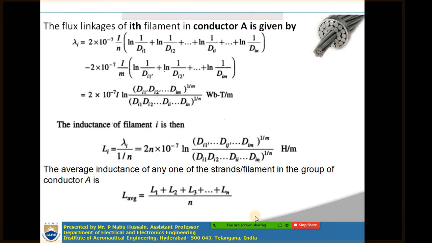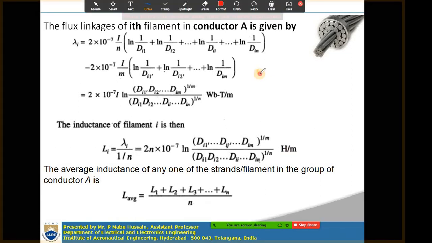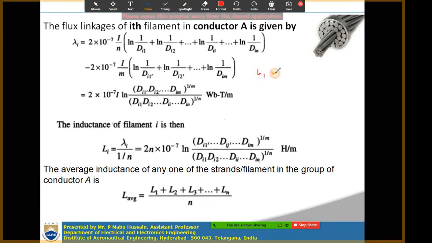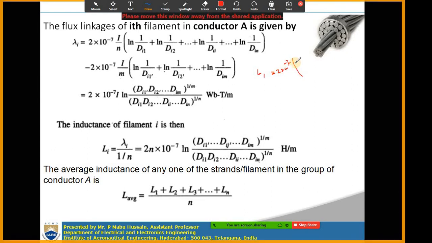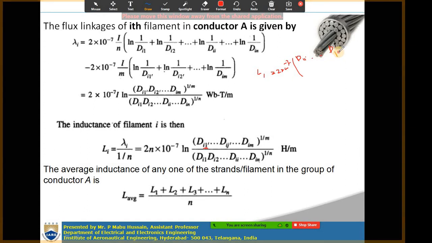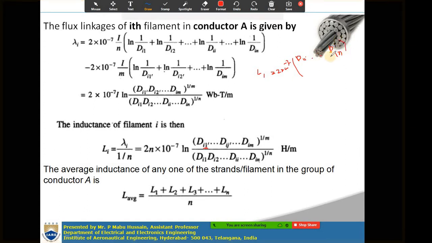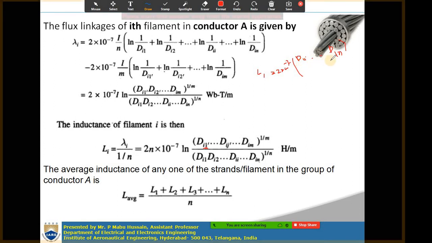So, if you want to calculate the inductance of the first strand, you have to substitute i equal to 1. Then L1 is equal to 2 into 10 power minus 7 ln, and this will be d_i1 dash. So, i here means 1, so 1 1 dash, 1 1 dash, then up to d1m you will get. So, that means mutual distances from conductor A to conductor B with respect to strand 1. Okay.